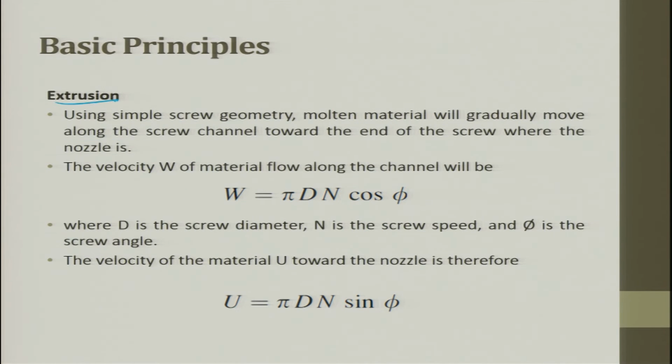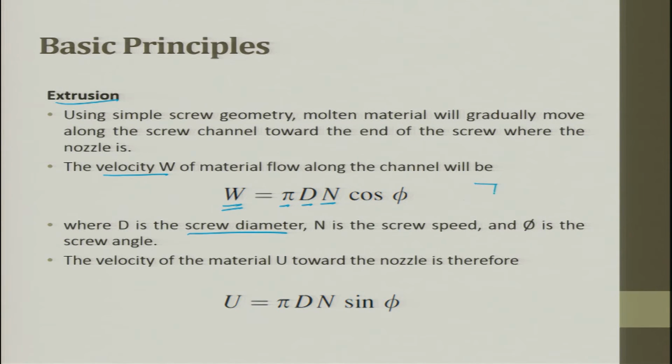So, when we talk about extrusion using a simple screw geometry, molten material will gradually move along the screw. This is for injection molding, channel towards the end of the screw where the nozzle is. The velocity W of the material flow along the channel is given as W = πDN, where D is the screw diameter, N is the RPM with which it rotates, and the screw angle.